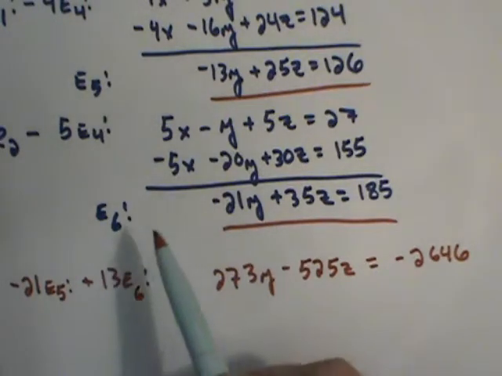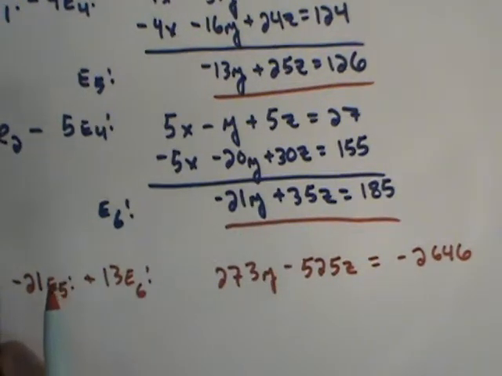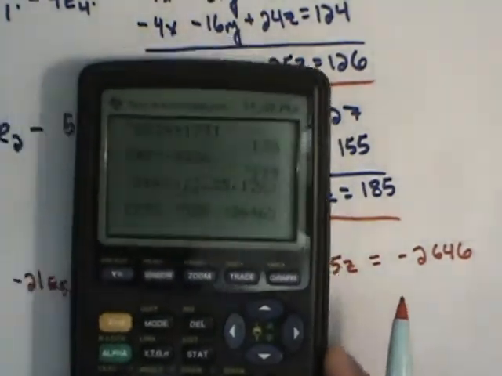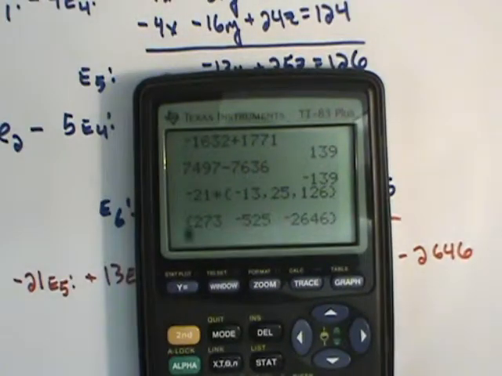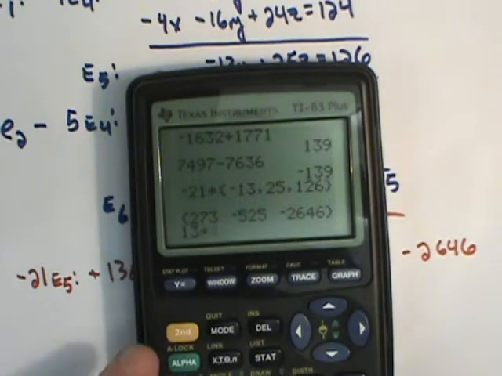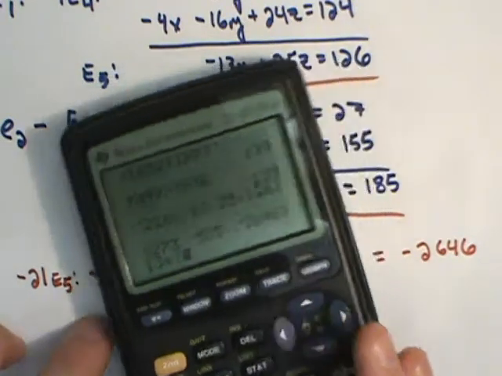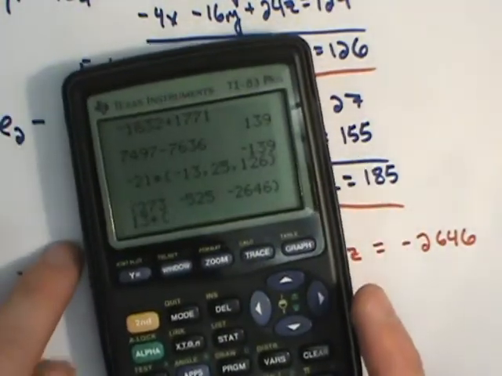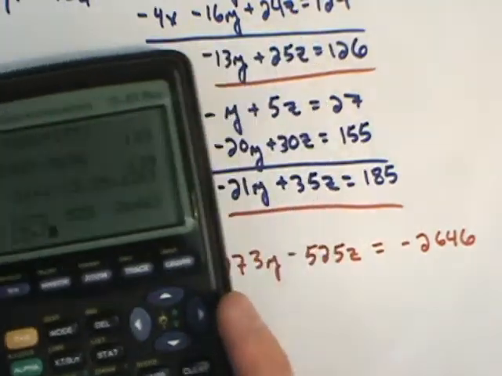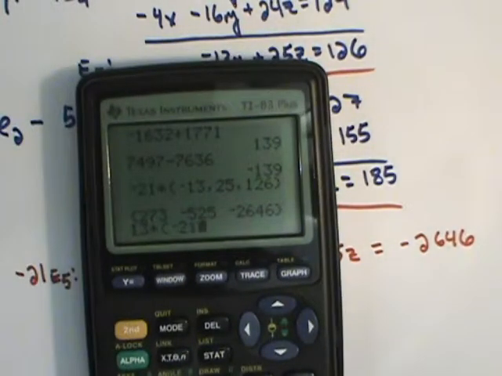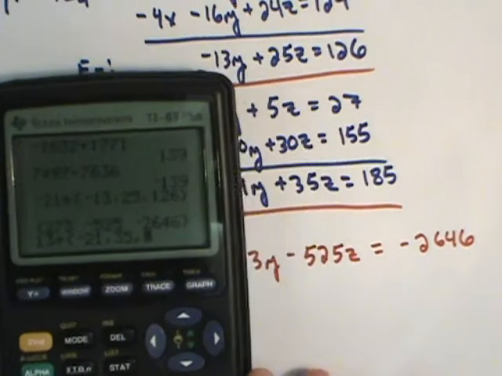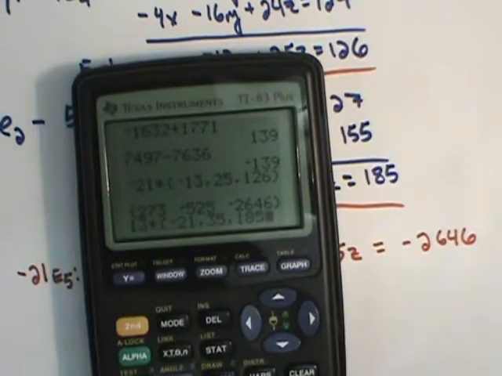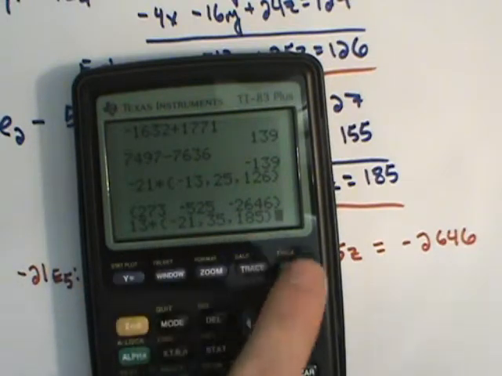See, I want to do 13 times equation 6. So once again, on my calculator, I know you can't see this real well, but try and bear with me here. I'll go 13 times second parenthesis, and then I'm just going to call up these coefficients that are here. So that would be negative 21, comma, 35, comma, and 185. Because the numbers are so large, I can do all that multiplication in one step.